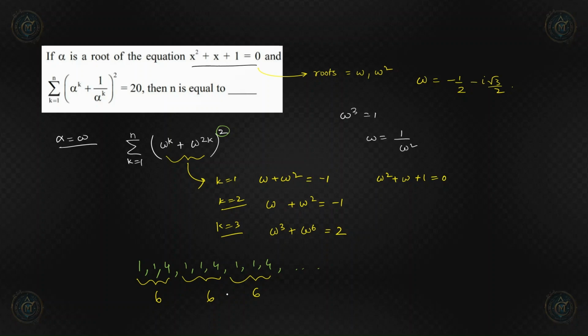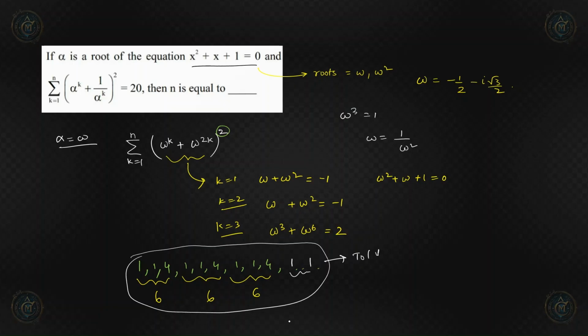So we have to get the next two terms for the sum to be equal to 20. So the next two terms will be 1 and 1, right? So we can say if we consider the next two terms as well as this 18 here, the sum will be total 20, right?